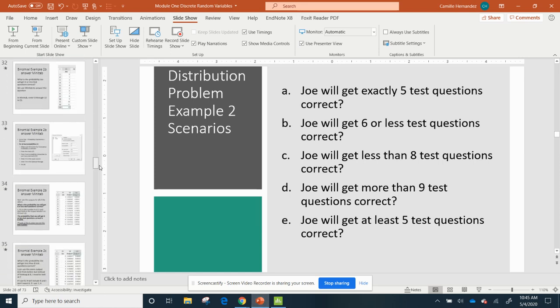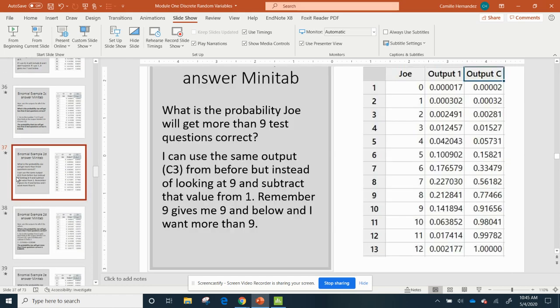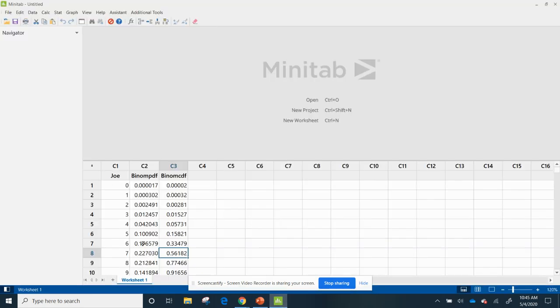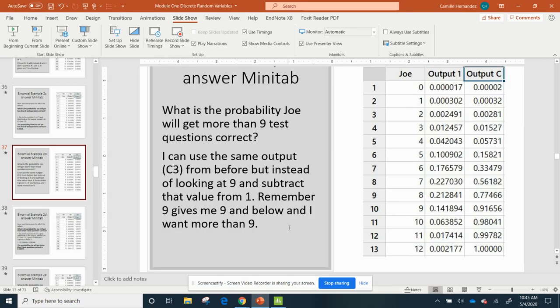So for D again, I'm doing what's the probability Joe will get more than 9 test questions correct. All right. So again, I got all my stuff from Minitab. Remember, C2 is for exact values only. I can't do anything except those exact values. CDF means that it's including its value in what's before it. So again, for that 0.0032, that means that's the probability you get 2, 1, or 0 questions correct. Okay, so remember that again. All right, so here we go.